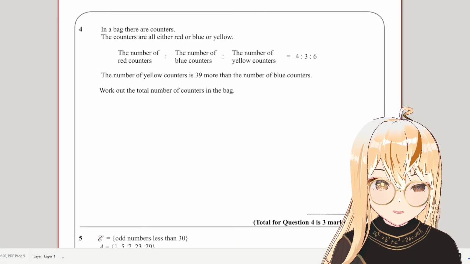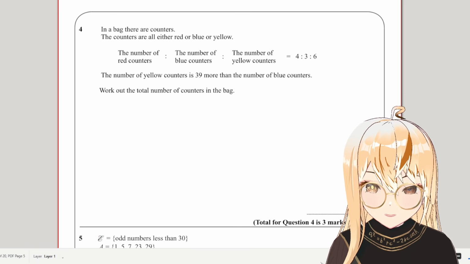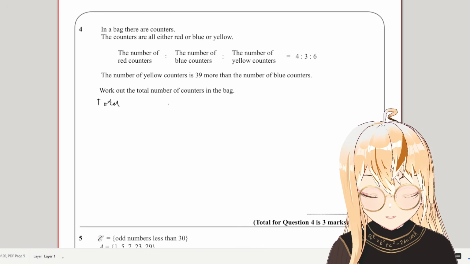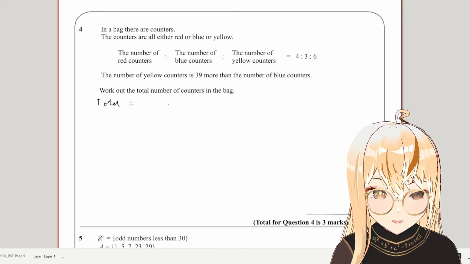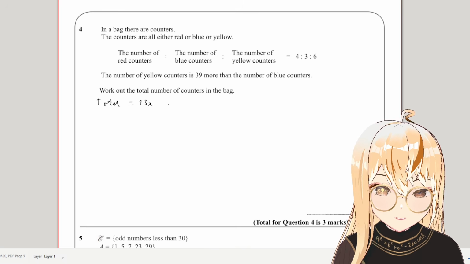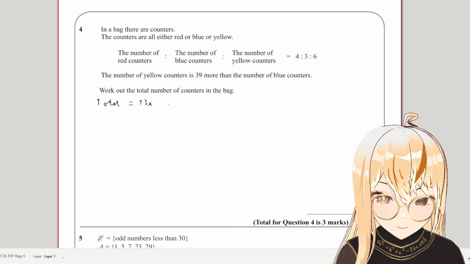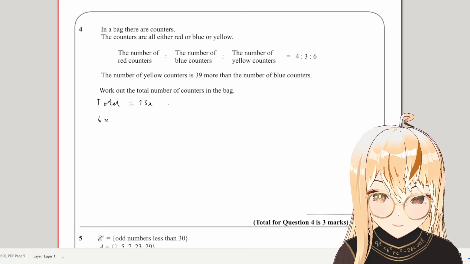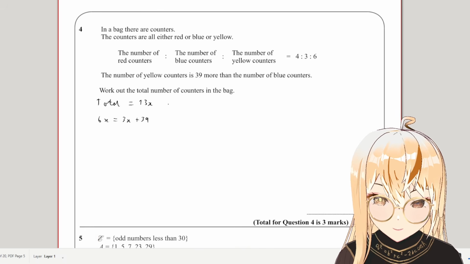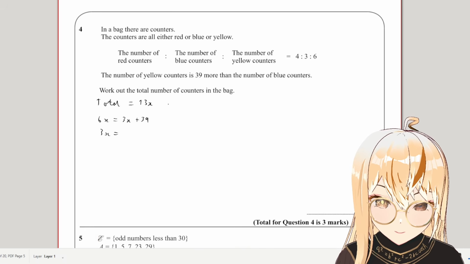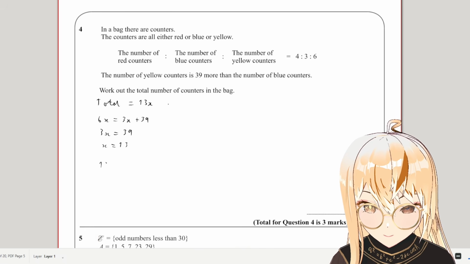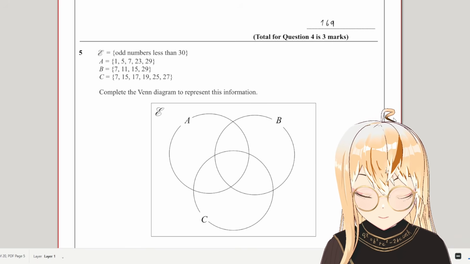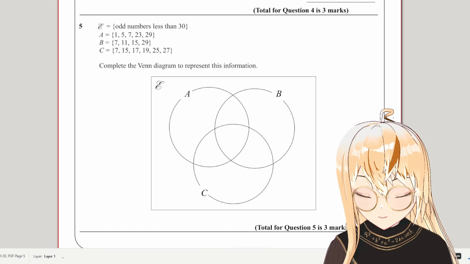We can create an equation to represent this. We can say the total is equal to 4x plus 3x plus 6x, which is equal to 13x. Then the number of yellow counters, 6x, is equal to the number of blue, 3x plus 39. Then we can just solve. Let's just put everything in.